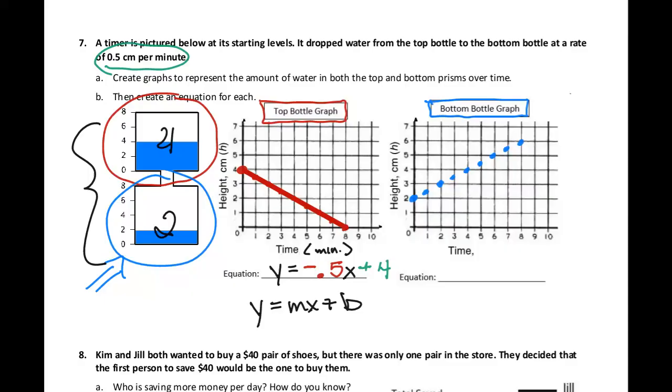Okay, I hope you guys see that. Hope that makes sense to you. So when you draw your line, you definitely have to make it stop there, because that's all the liquid that you have.